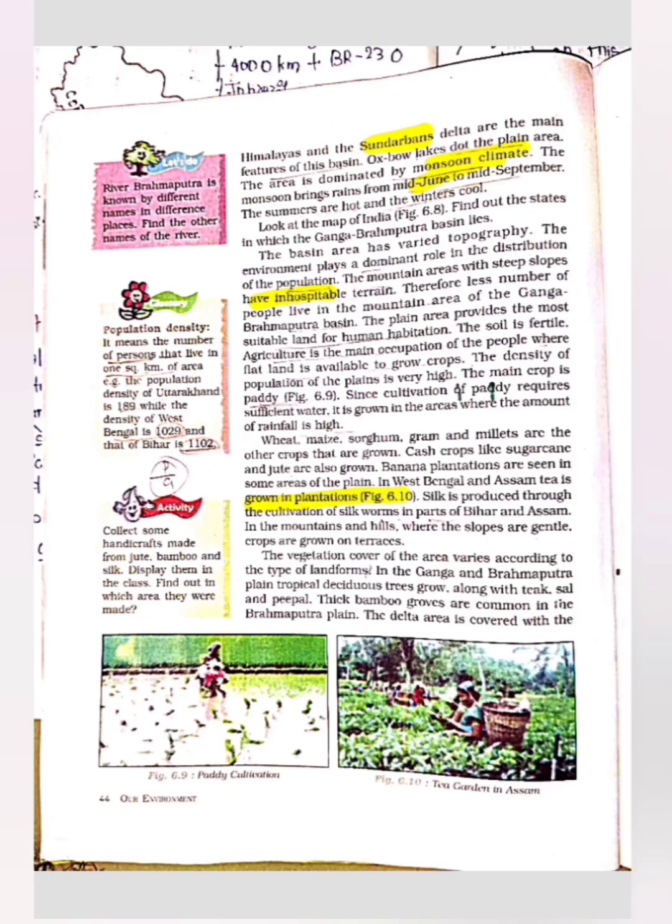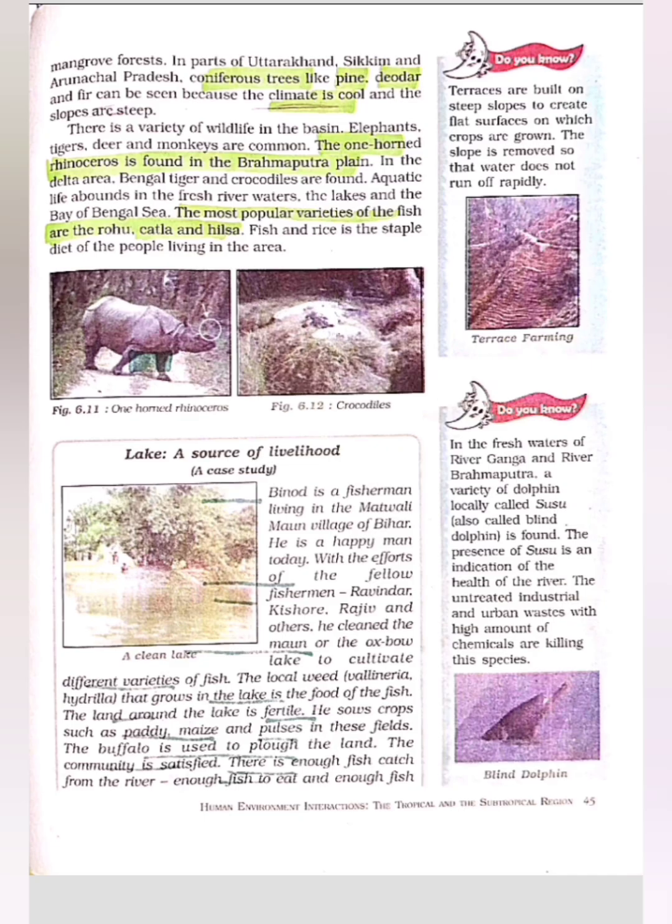So from this we know that river Brahmaputra is known by different names. In Bangladesh, it is also known as Jamuna. A variety of landforms are found and covered with many parts. Some parts are also covered with mangrove forest.